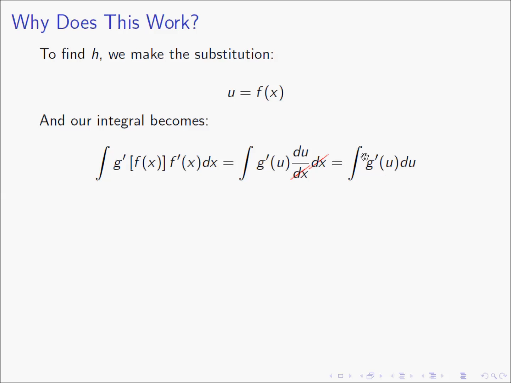We note that this is the integral of a derivative, and the integral of g prime, that is the derivative of g, is g. So this integral will be g of u, but g of u is g of f of x, thus h of x. So the trick is that this integral is usually easier to solve than the original one. We solve this integral in terms of the variable u, and then we substitute back. That is what integration by substitution is all about.